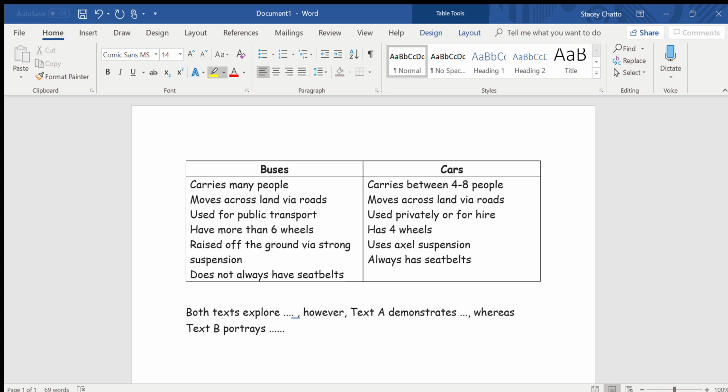So what we're going to do first is identify what is the same. We can identify that both of them move across the land via roads. First one. Both of these move across the land via the roads. All right. If we were then to go something that is decidedly different about them, let's make different blue.